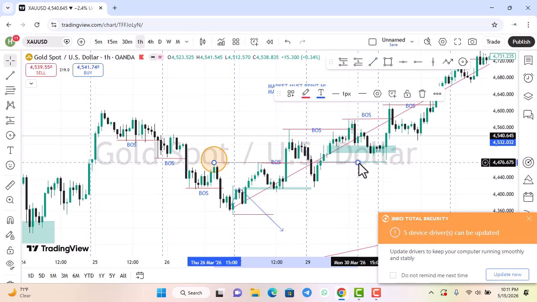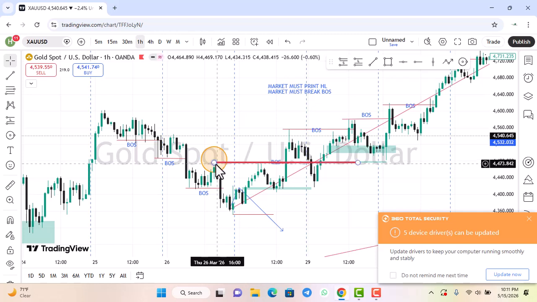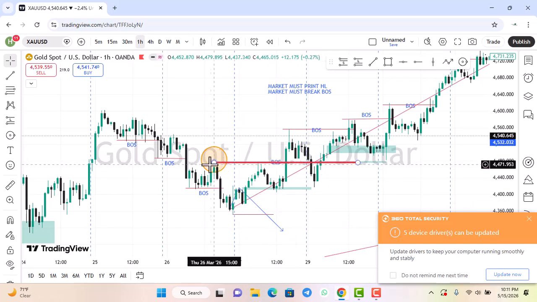I'll draw my trend line like this. Can you see the trend line? Let me make it more thick. Okay, can you see the trend line now? I draw this trend line. I mark my recent lower high or my last lower high. I mark it like this and wait until market come and break it. When market come and break it, that means I have a market structure shift. This one now becomes MSS.